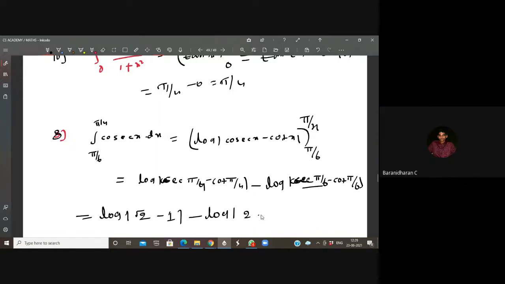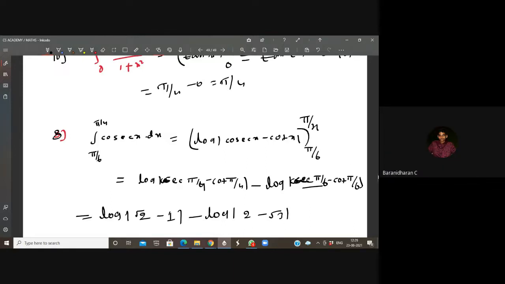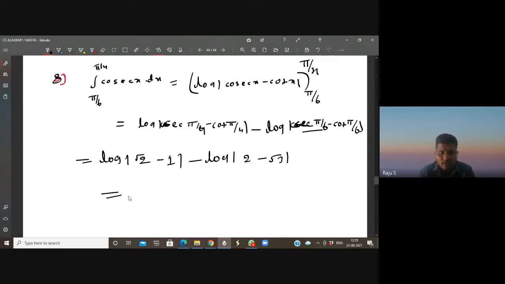2. Minus cot 30, root 3. So log a minus log b. Log root 2 minus 1 by 2 minus root 3. Not plus c, it is a particular value. So no need to take plus c here.